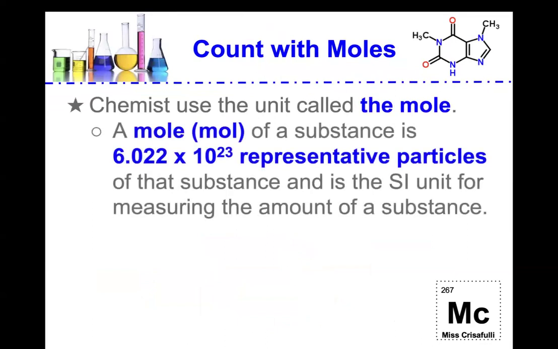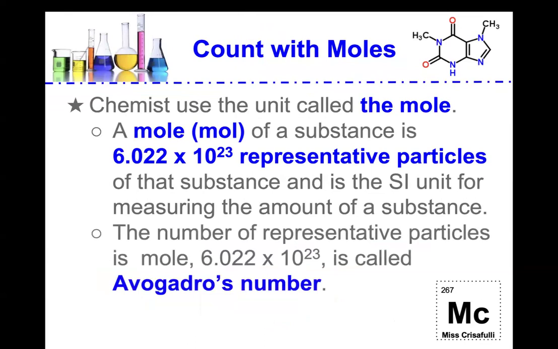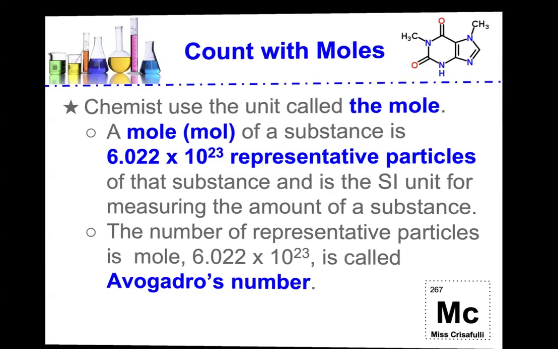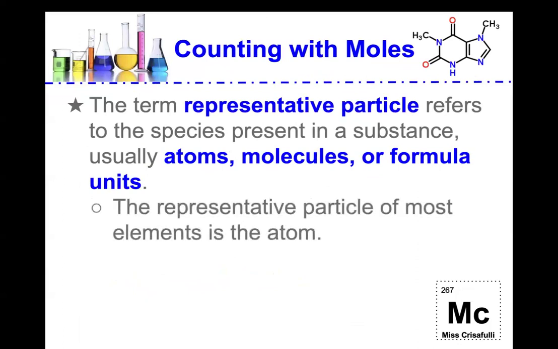A mole, abbreviated mol, of a substance is equal to 6.022 times 10 to the 23rd representative particles of that substance. A mole is the SI standardized unit for measuring the amount of a substance. The number of representative particles in a mole, 6.022 times 10 to the 23rd, is called Avogadro's number. The term representative particle refers to the species present in a substance, usually atoms, molecules, or formula units, and the representative particle of most elements is the atom.